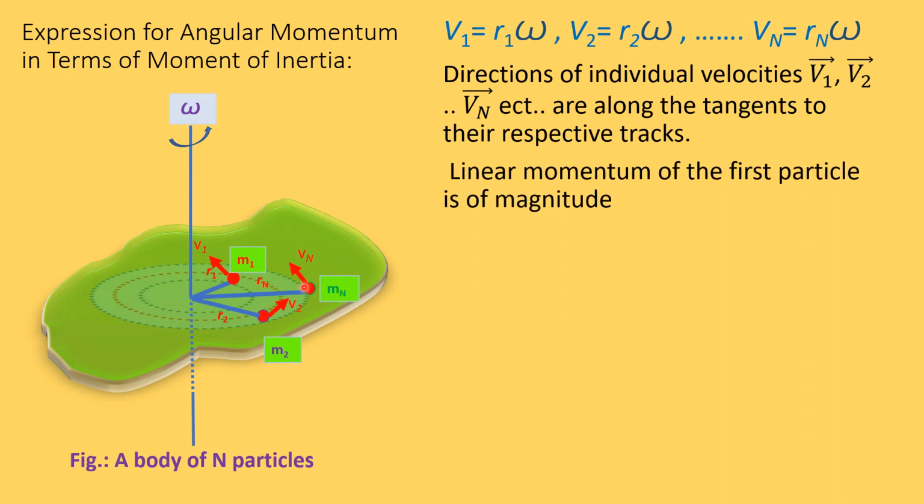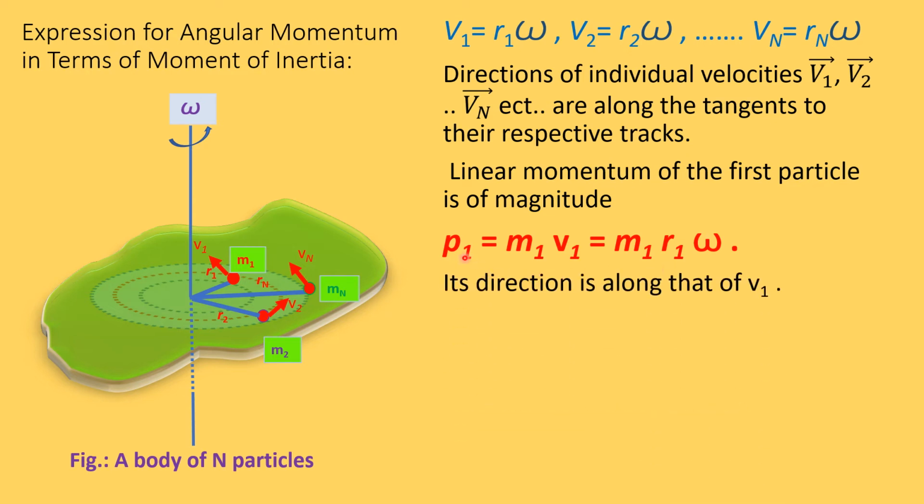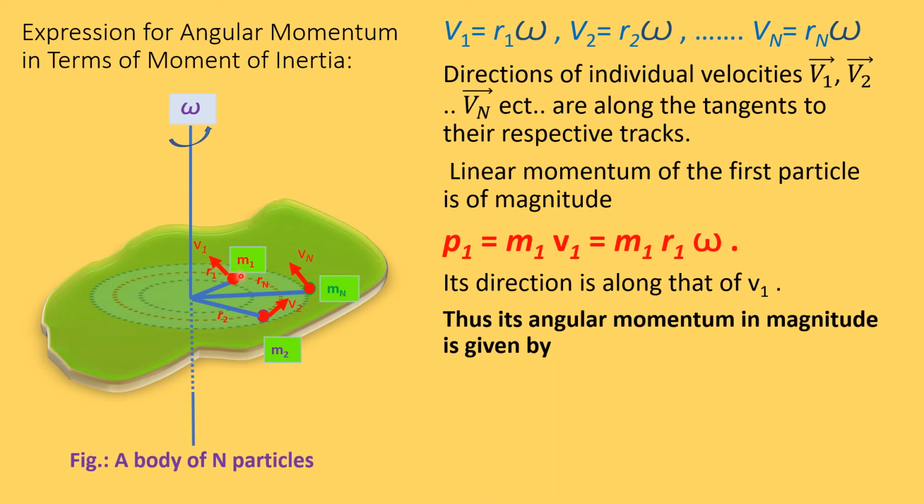Let us calculate the linear momentum of the first particle of mass m1 in its magnitude form. Say p1 is equal to m1 v1. Substitute the value of v1 in terms of angular velocity omega. So we can write p1 is equal to m1 r1 omega. The direction of this linear momentum of mass m1 is along that of v1.